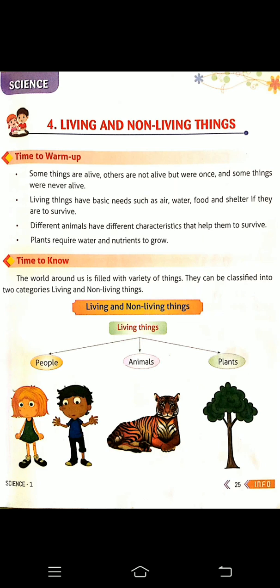So which are living things? People, animals and plants. We call these living things. Living things means those which have life in them and they survive. Okay, children.